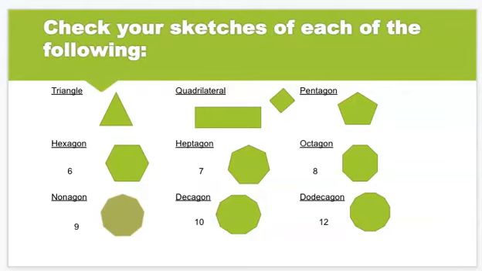So a triangle has 3 sides, quadrilateral has 4 sides, pentagon has 5, a hexagon has 6, heptagon 7. Sometimes heptagons are called septagons as well. Octagons have 8, nonagons have 9, decagons have 10, and dodecagons have 12.